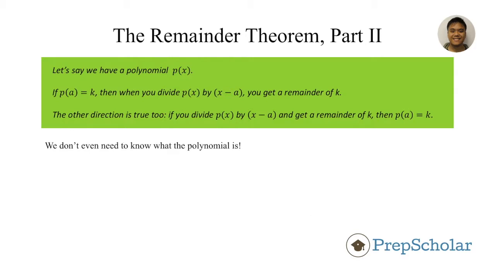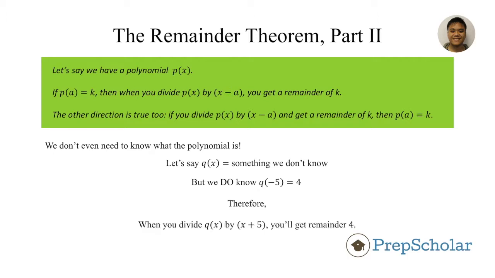And just like the last part of the theorem, we don't even need to know what the polynomial is. Let's say that q of x is something that we don't know, but we do know that q of negative 5 is equal to 4. Therefore, when we divide q of x by x plus 5, x minus negative 5, you'll get remainder 4. Keep in mind, we still don't even know what q of x is, but we do know if we divided it by x plus 5, we would get remainder 4, and that's pretty remarkable.